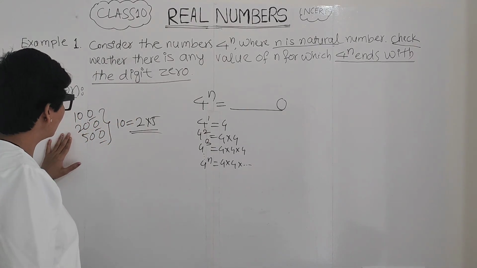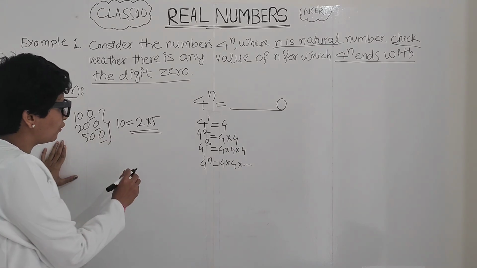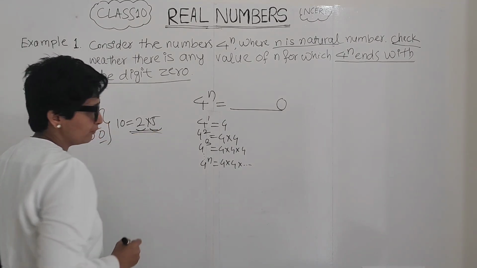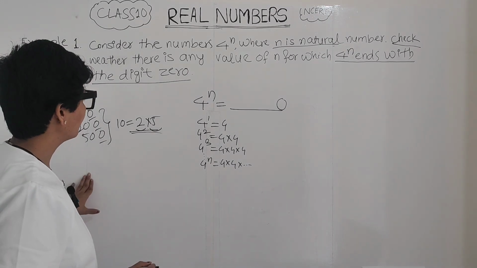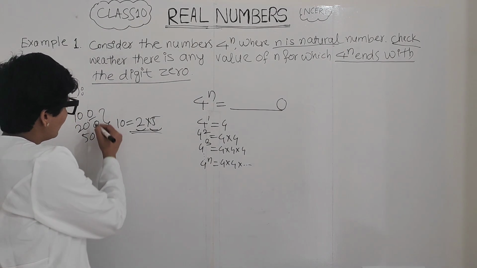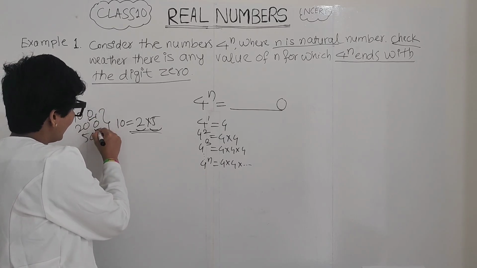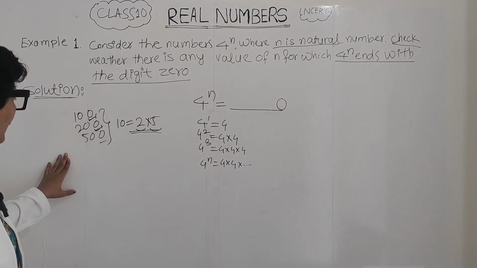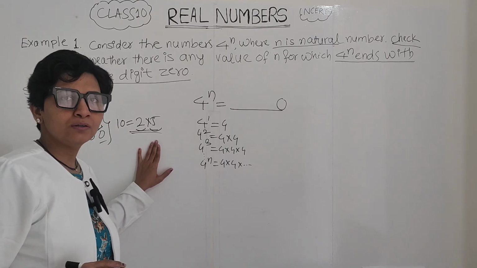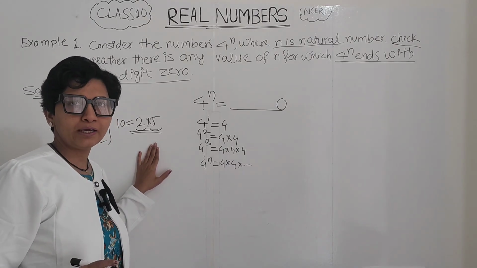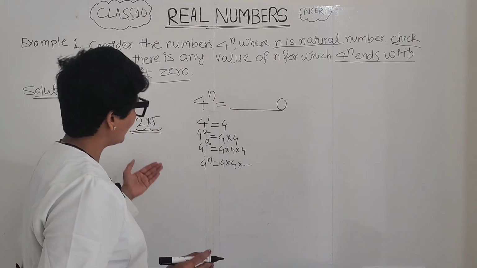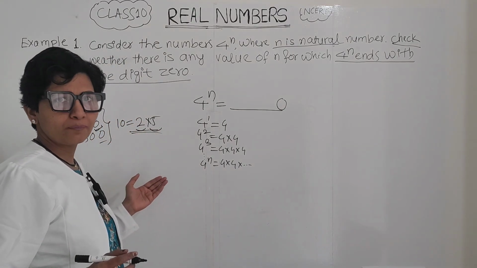Any number that ends with 0 must have the factors 2 and 5. Whatever numbers end with 0, it is necessary for 2 and 5 to appear in their factors. Okay, very simple. Now we will factorize 4 to the power n.